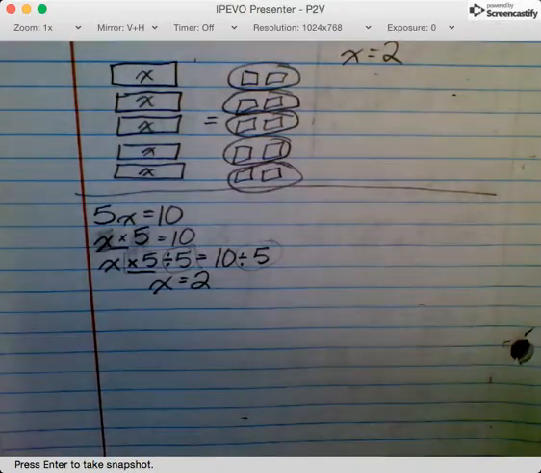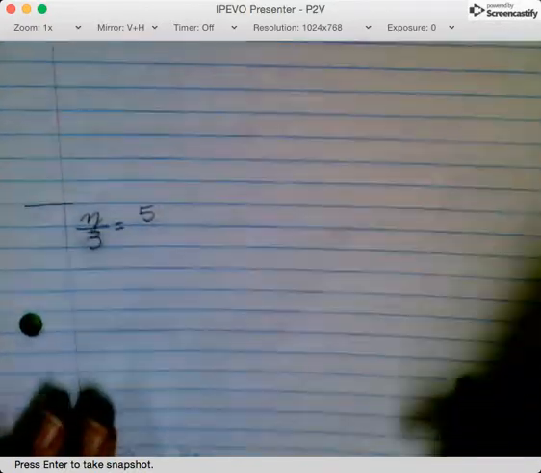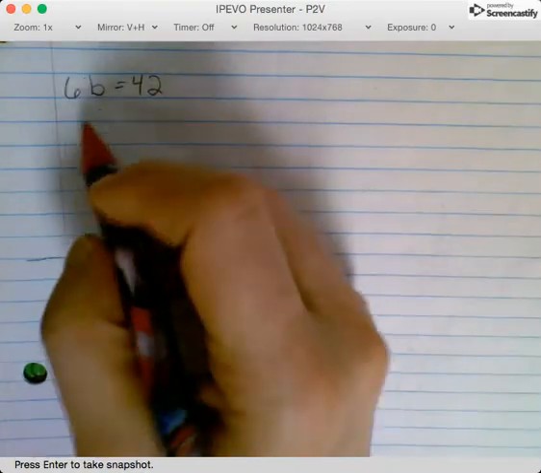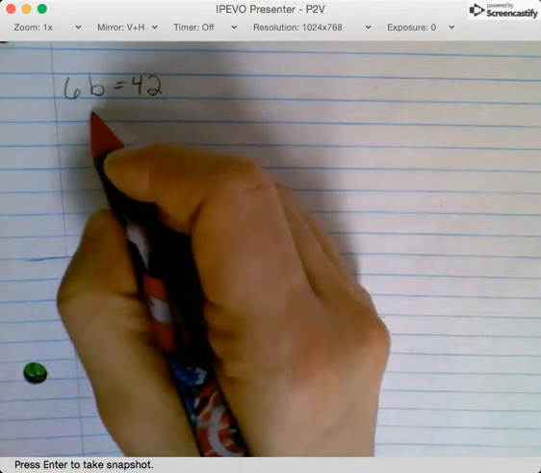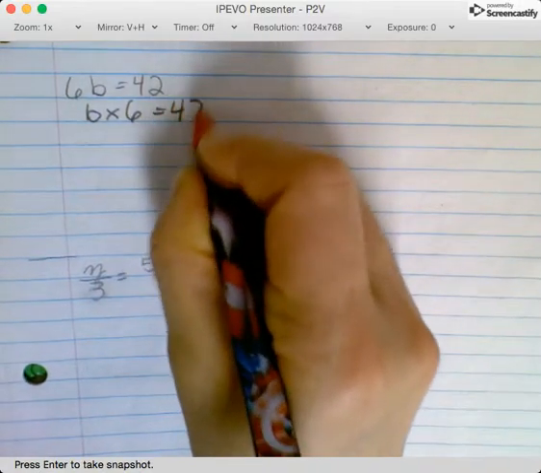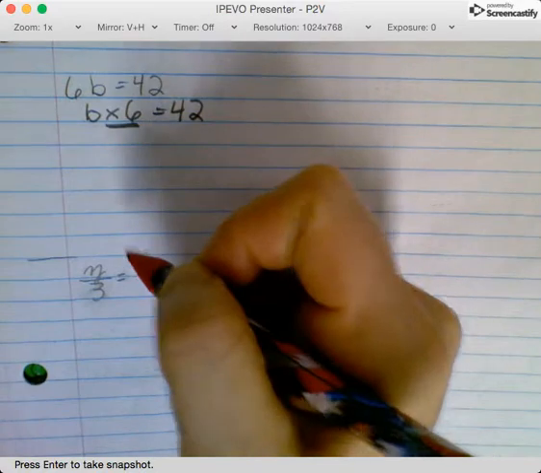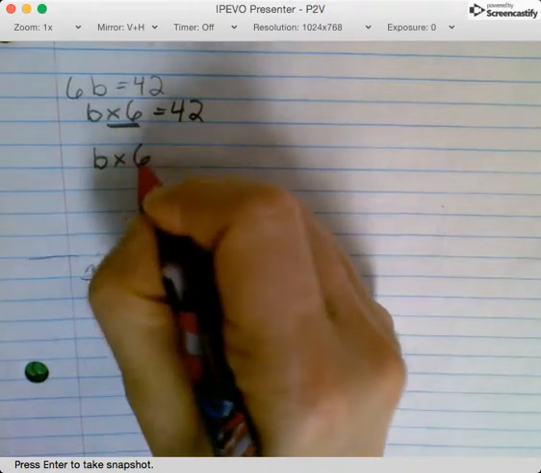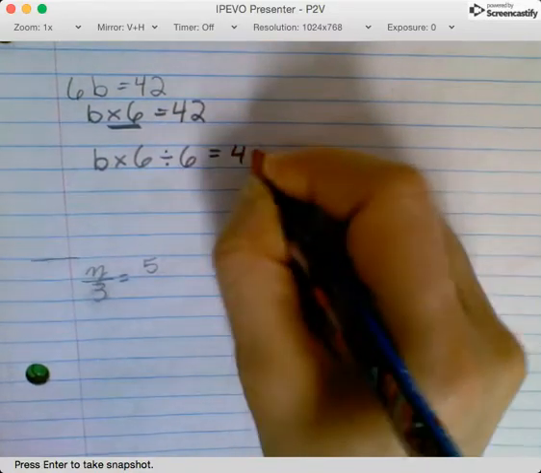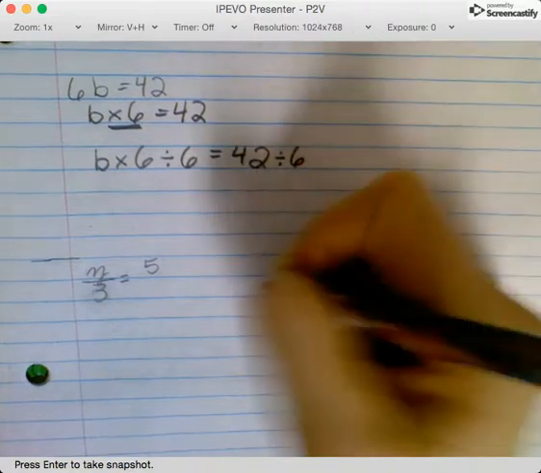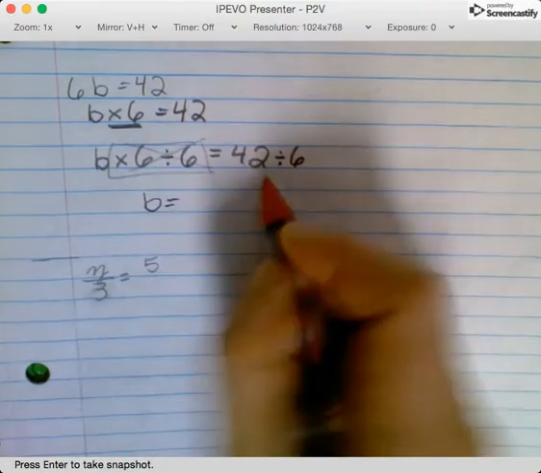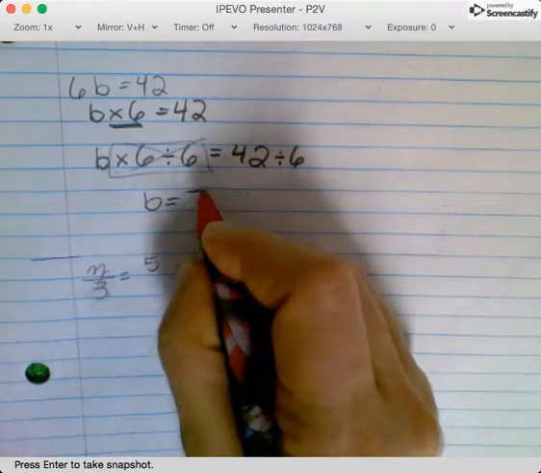Okay, so now I've written some problems here to make it quicker. 6b is the same thing as 6 times b, or b times 6 is how I'm going to write it, equals 42. Since it's times 6 here, I have to do the opposite to get rid of that 6, which is division. So times 6 divided by 6 equals 42 divided by 6. This cancels each other out, and we are left with b on one side and 42 divided by 6, which is 7, on the other side.